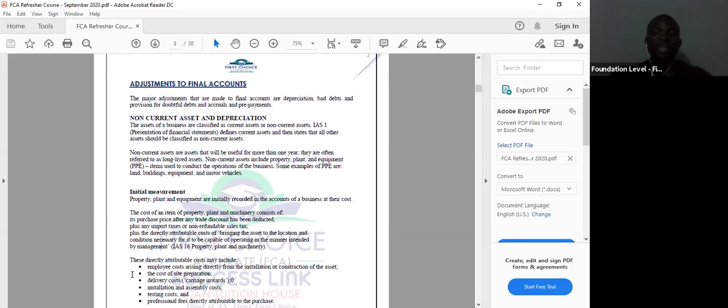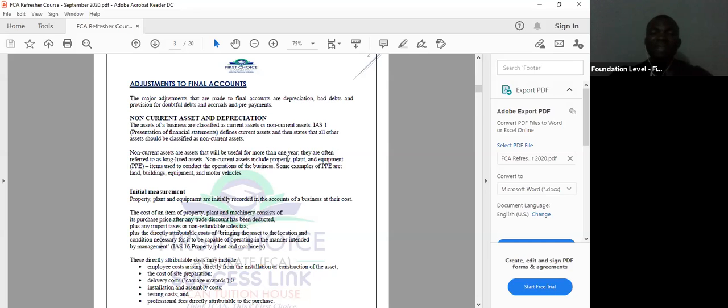Now, assets are found under the statement of financial position. The statement of financial position is also formerly known as the balance sheet.